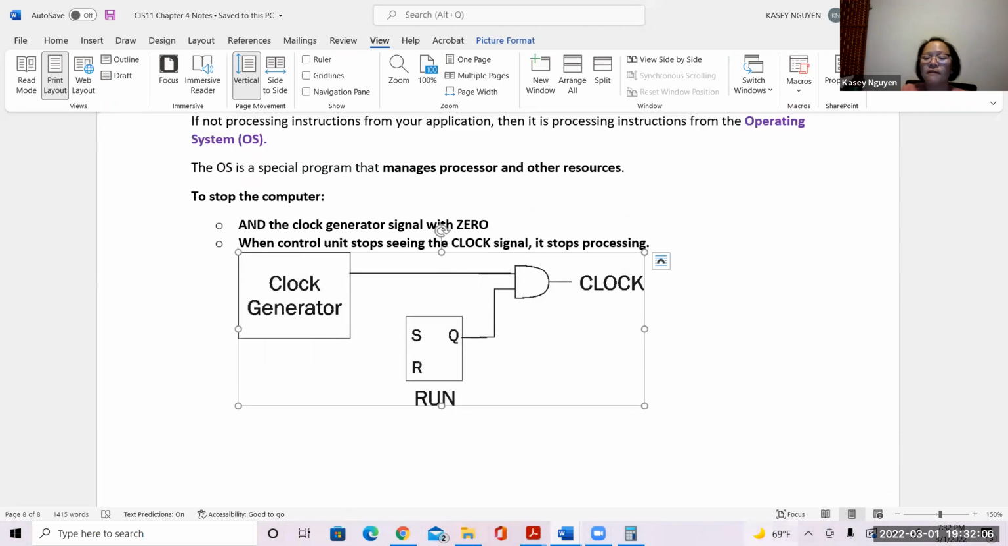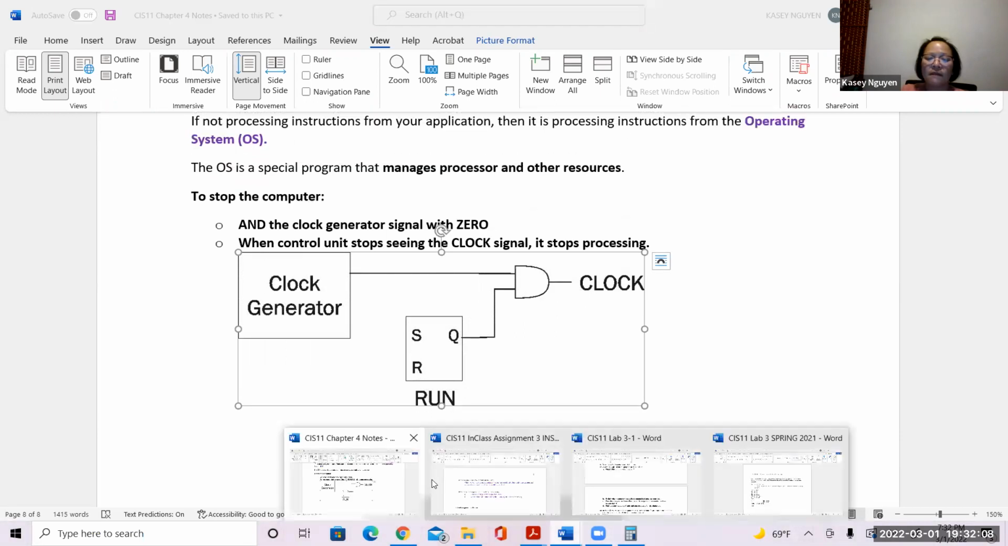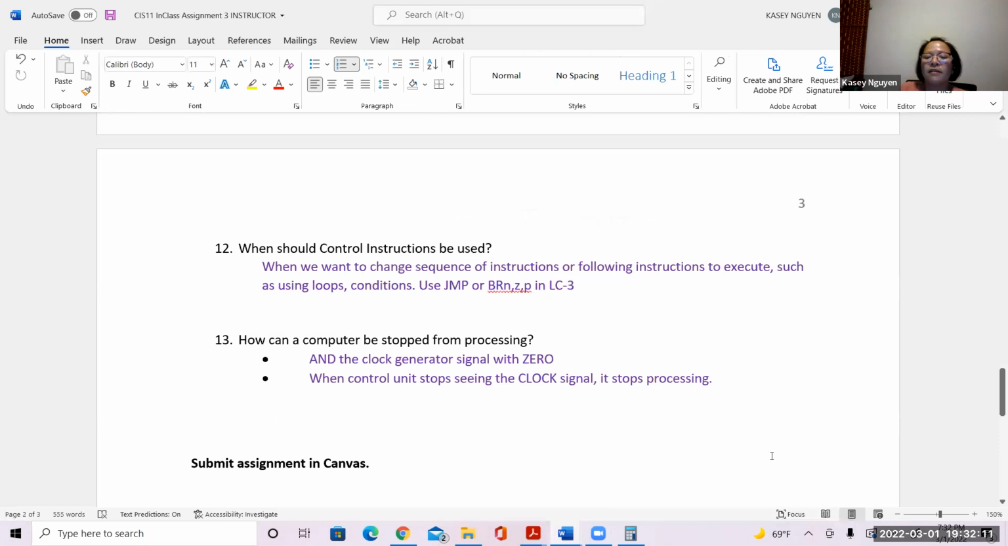Any question? So for 13, we can say that we can stop processing by ANDing the clock generator signal with a 0, and the control unit stops seeing the clock signal, so therefore it stops processing. Okay, any question?